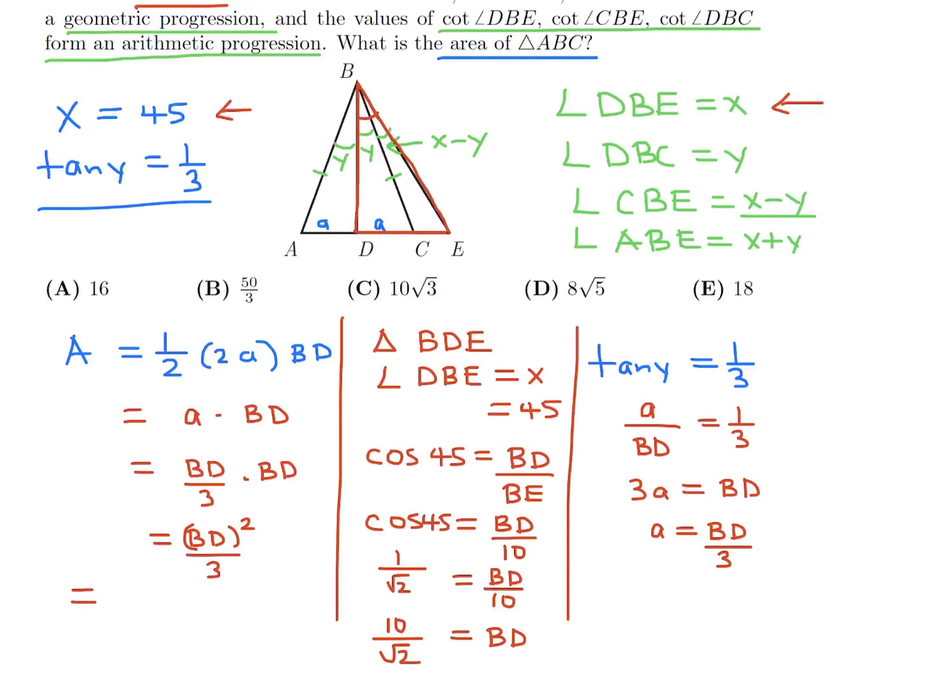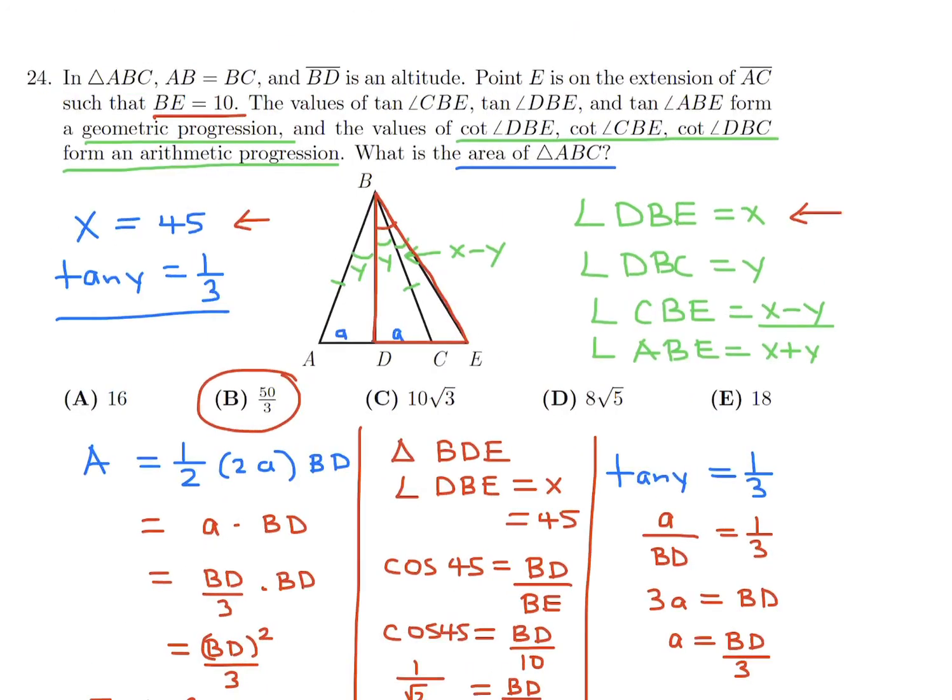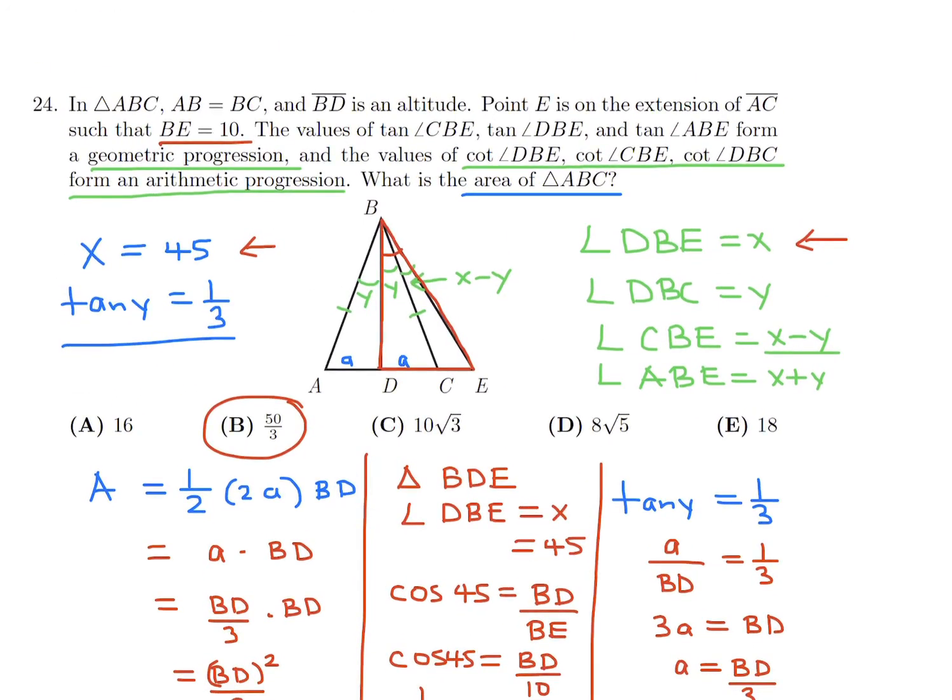So perfect. Now we can go back, substitute that in. We've got 10 over root 2 all squared over 3, and that looks like 100 over 2 times 1 over 3, and that looks like we got 50 over 3. And there you go. 50 over 3 in this long, exhausting question. So the answer is B for number 24.